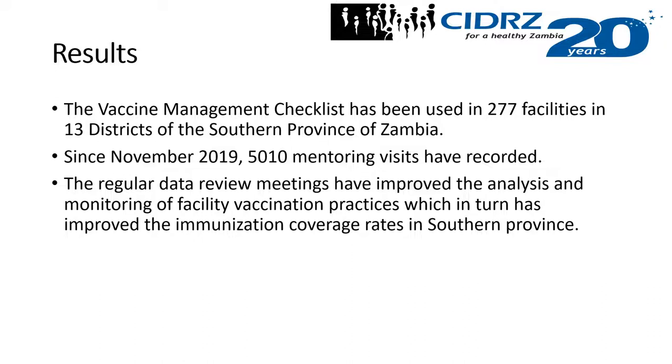Since November 2019, when we started this program, when we started the implementation of DHIS2 in this program, 5,010 mentoring visits have been recorded so far. So it means that facilities have been visited thousands of times, and we collected that much data from all of them. The regular data review meetings have improved the analysis and the monitoring of facility vaccination practices, which in turn have improved the immunization coverage rates in the Southern province.